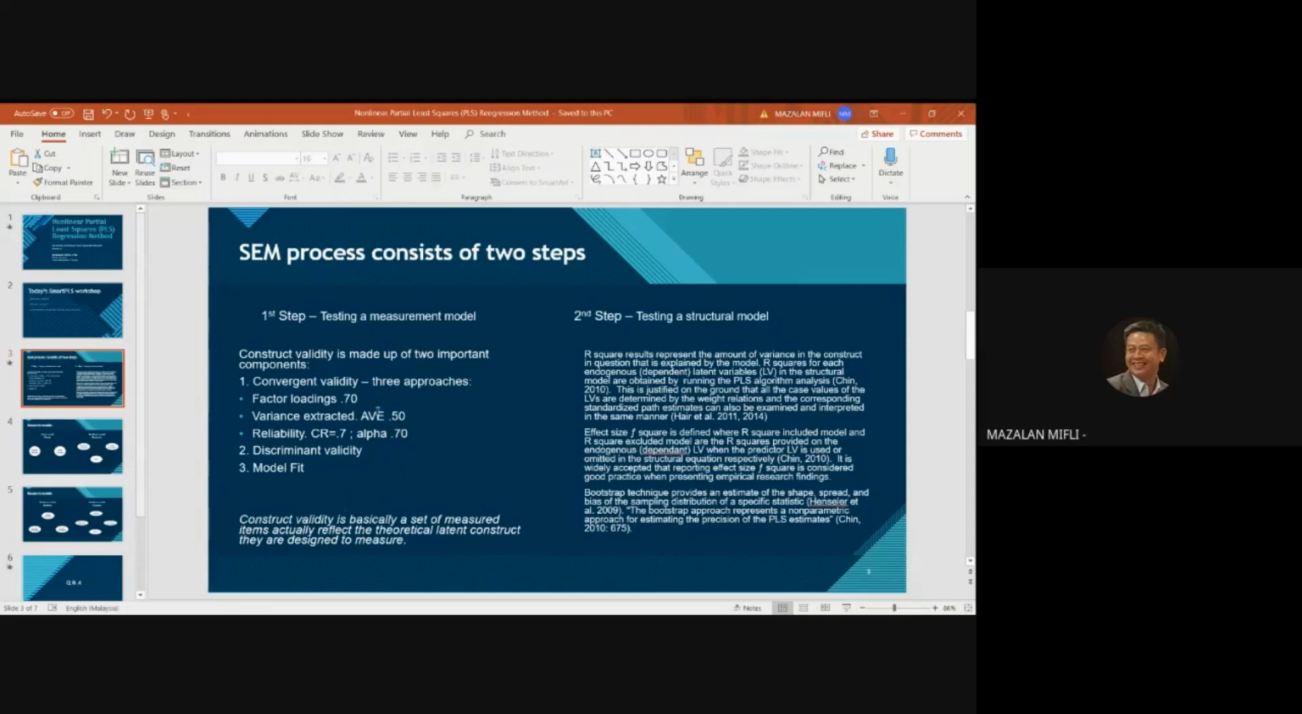Enough on that, okay? For the measurement models, you need to conduct the convergent validity. That is the factor loadings. The minimum threshold value is 0.7 and above.